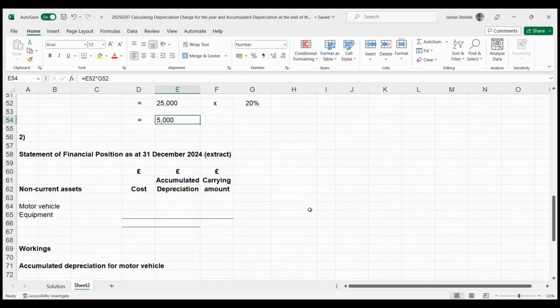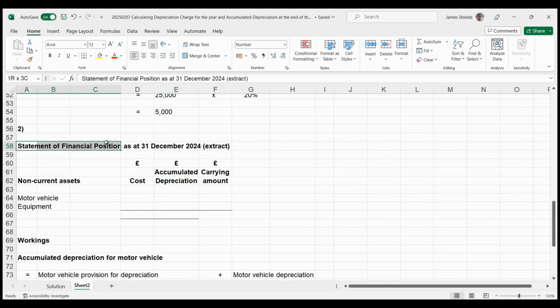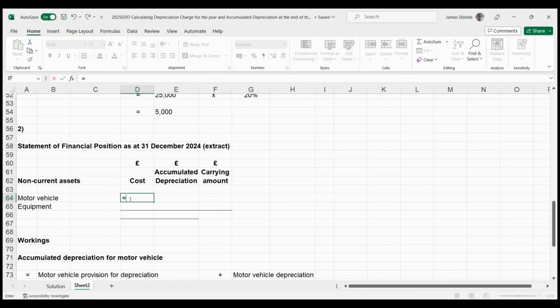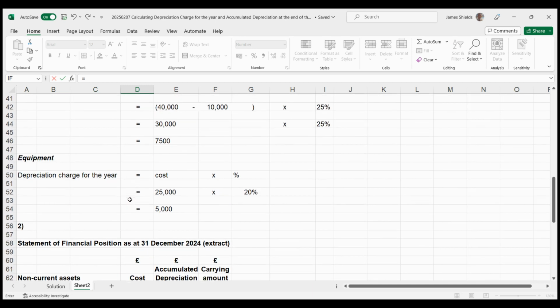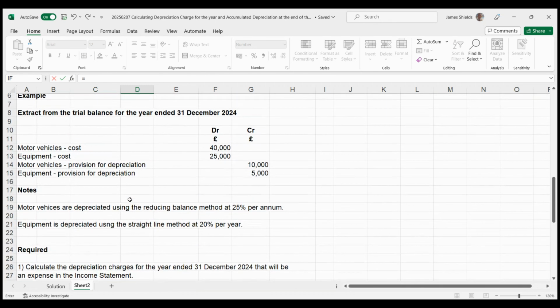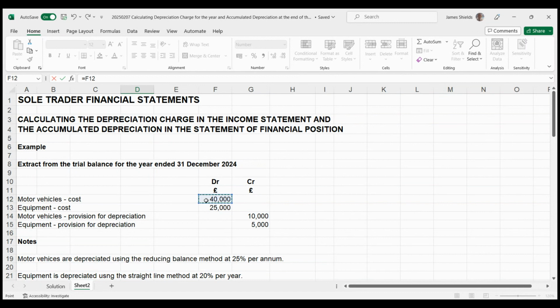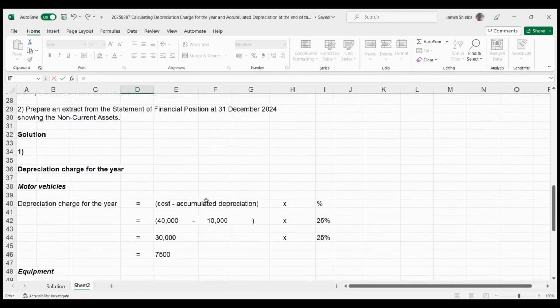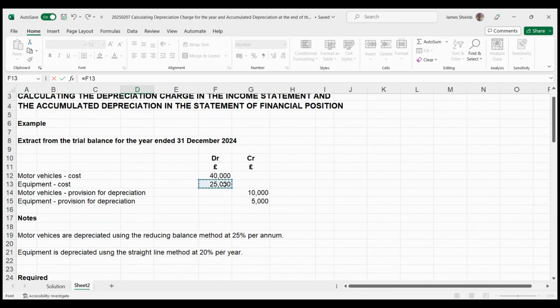Now the bit that people need some help with. Statement of financial position as at the 31st of December 2024, the extract. We're only going to show you here the non-current assets. So you've got three columns. You've got cost, accumulated depreciation, and carrying amount. Now remember, the carrying amount is also known as net book value. So motor vehicle, we go under cost. The cost is our figure in our trial balance. So go back to the trial balance figure. We've got £40,000. And the equipment, again, in the trial balance was £25,000.